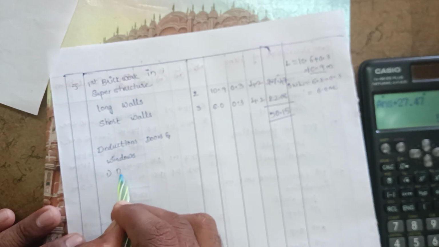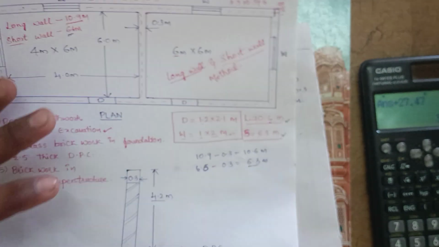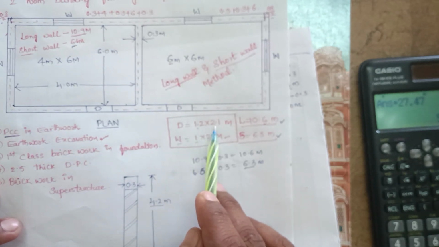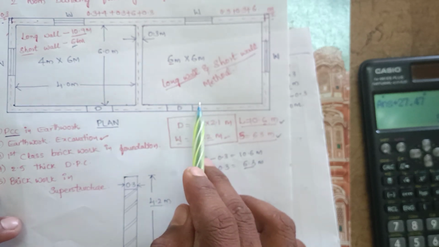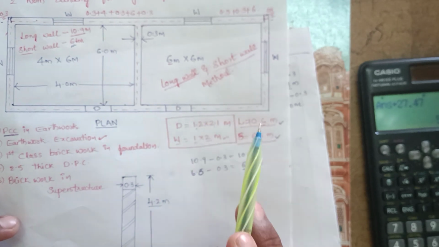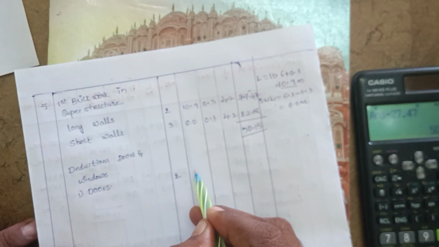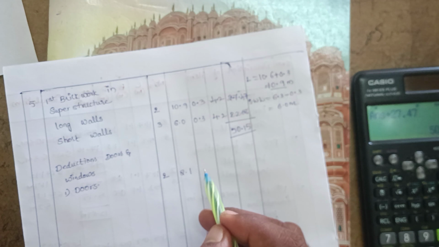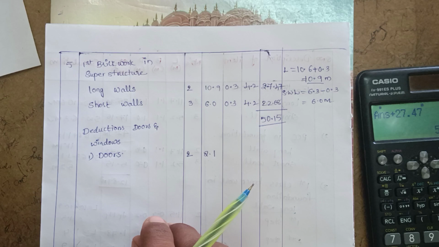First one, doors. We have 2 doors as given in the question. Doors are 2 numbers with the length of 1.2, height of 2.1 and breadth as the wall depth, which is the width of the wall. Here the length is considered as the height of the door, 2.1 meters.